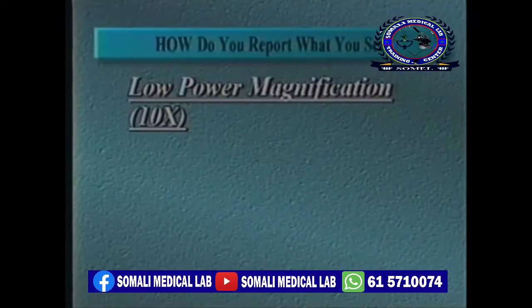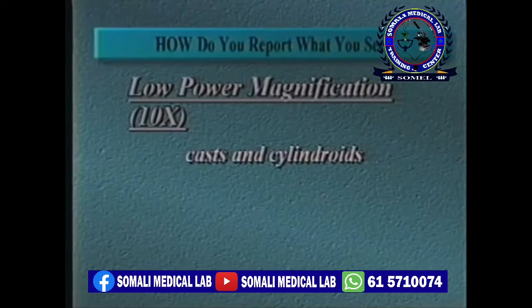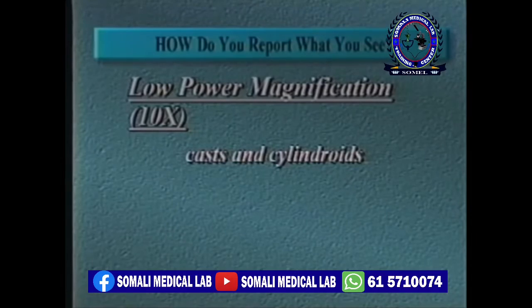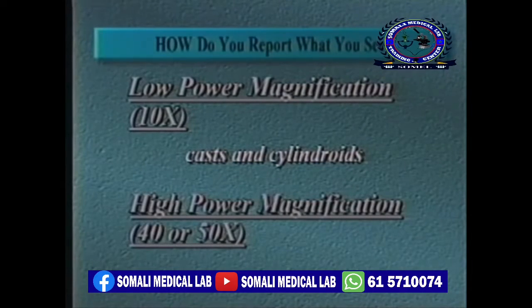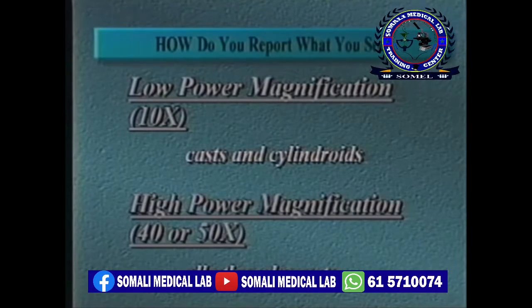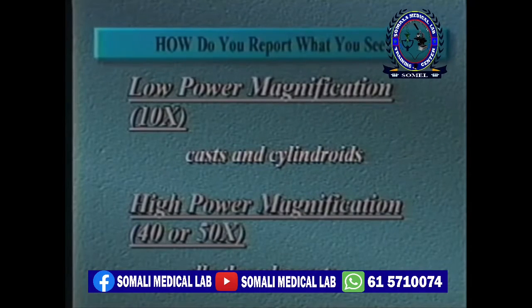Under low power magnification, 10x, casts, including cylindroids, should be viewed and counted, even though you may have to resort to a high power to identify them. Under high power, either 40 or 50x, all other elements should be viewed. Of course, when under low power, you can get a preview of what's to be seen under higher magnification.